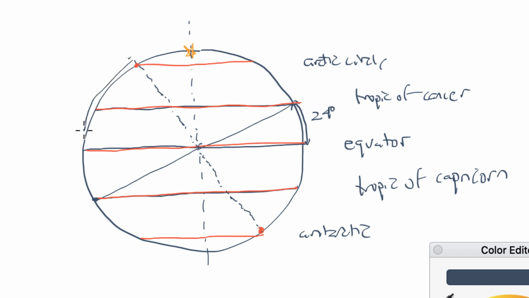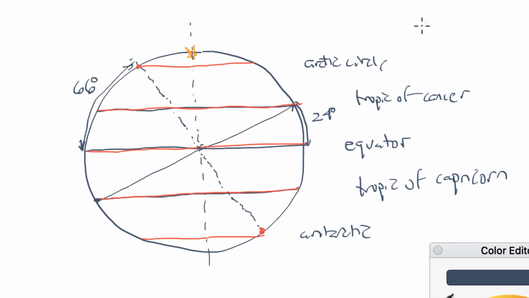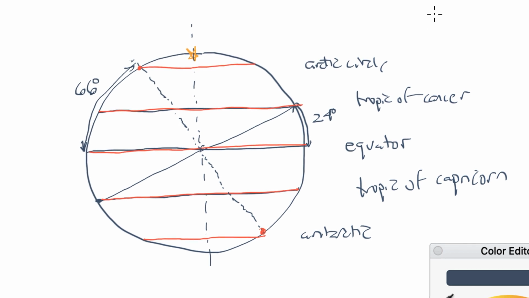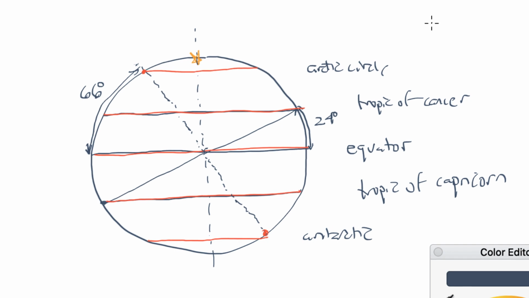So let me draw this angle right here. That angle is going to be about 66 degrees. So the Arctic Circle is basically 66 degrees above the equator of the celestial sphere. The Tropic of Cancer is 24 degrees above the equator of the celestial sphere.